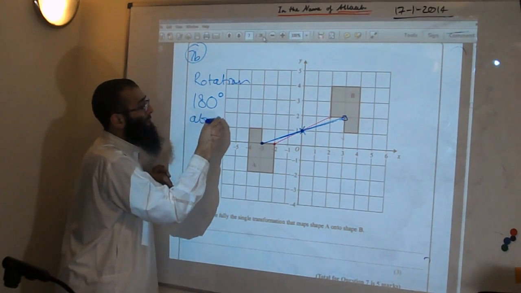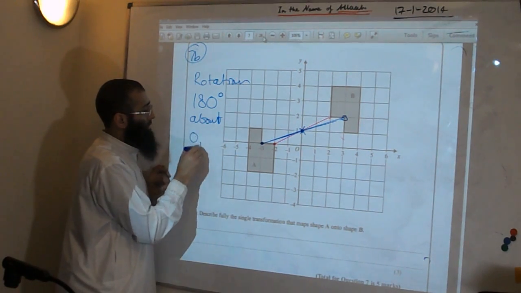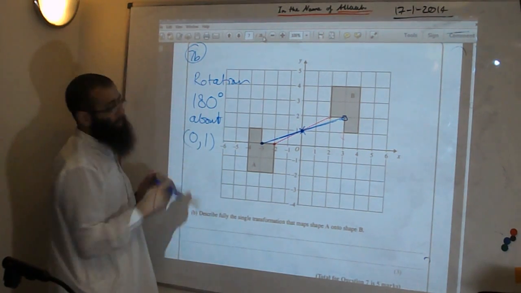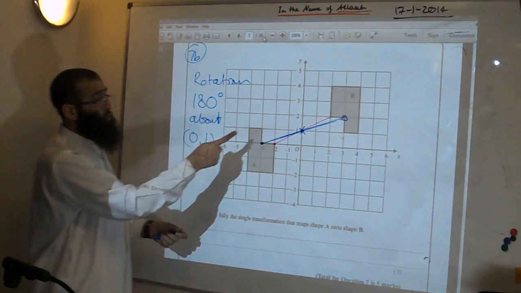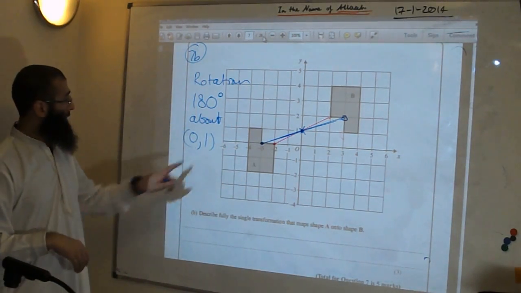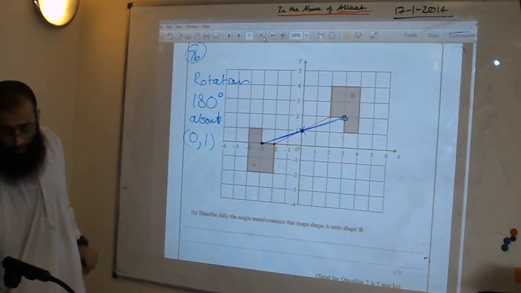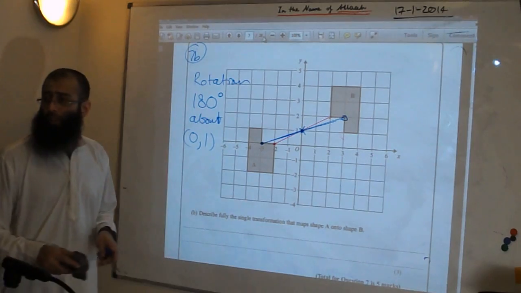So Ifra, at the back, please, quickly. What's the center of rotation? Is it 0, 1? Okay. Coordinates 0, 1. 1 is just the y coordinate. That will give you 3 marks. Okay. Right, good. Ready for the next question, folks?